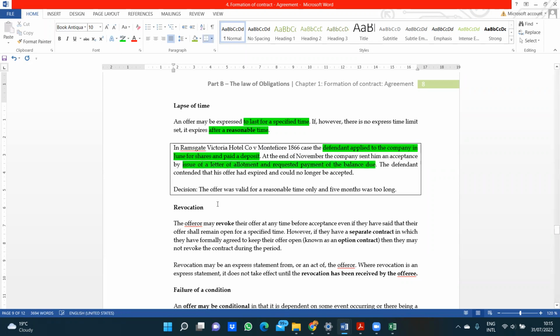What was the decision of the court? The offer was valid for a reasonable period of time only, and 5 months was too long. Okay? 5 months was too long here.